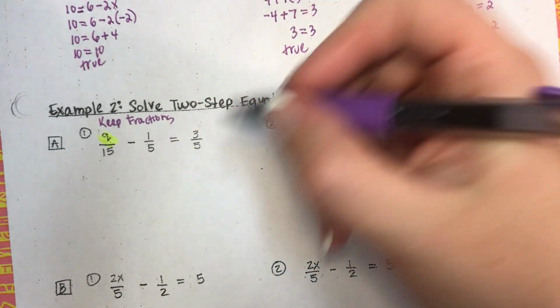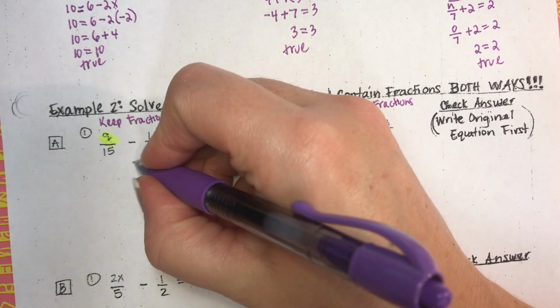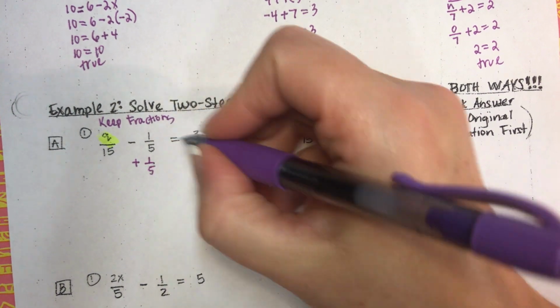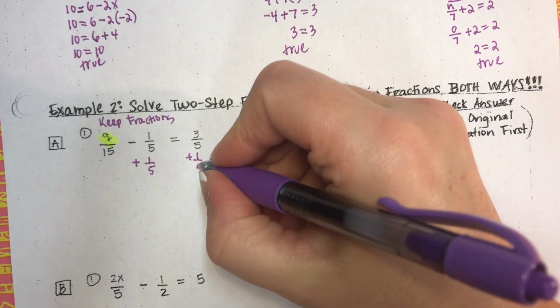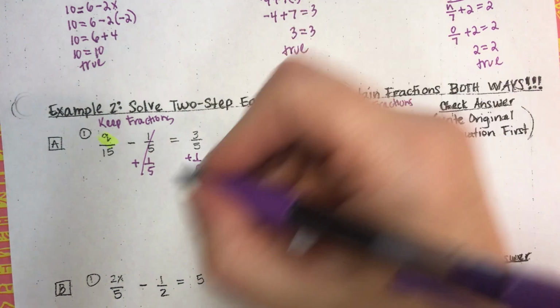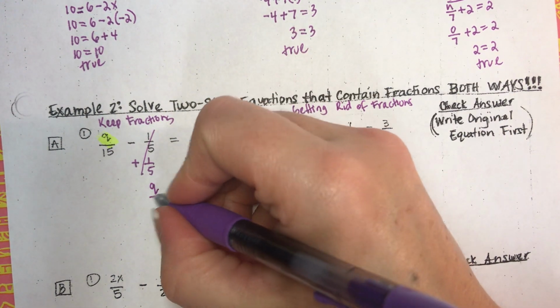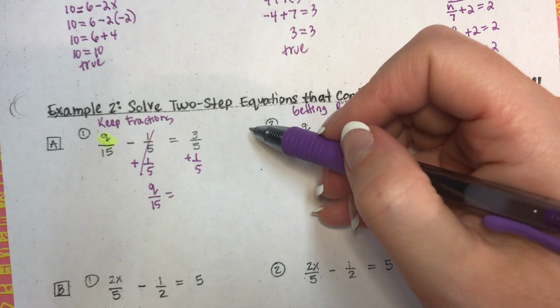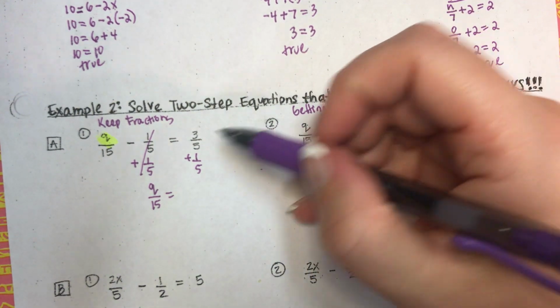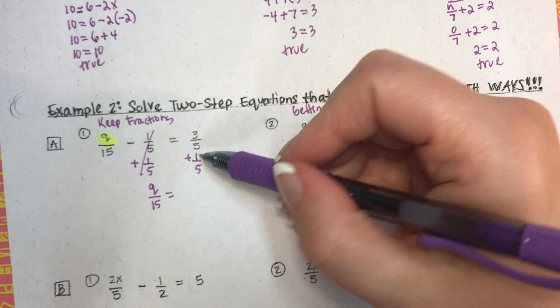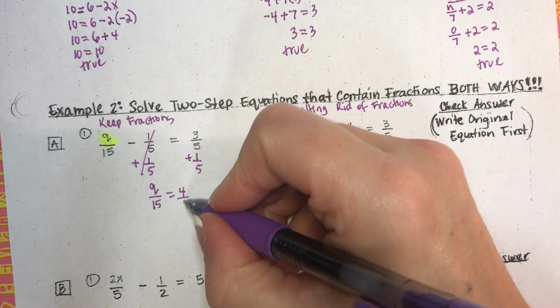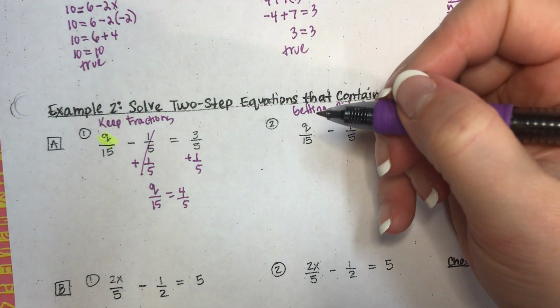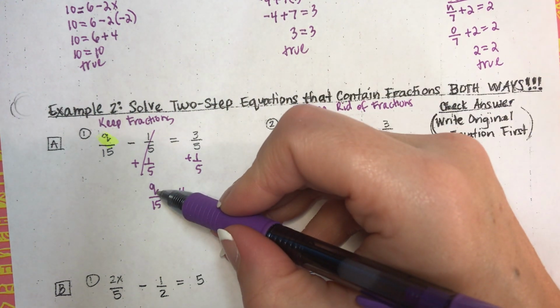So we're going to get rid of that first using the inverse operation, which would be just to add 1/5 to both sides, like so. Those cancel. We're left with Q over 15 equals, since these have a common denominator, that's really super nice, so we just add the numbers on top. 3 plus 1 is 4, and then keep that common denominator of 5. And then we are trying to get Q by itself.